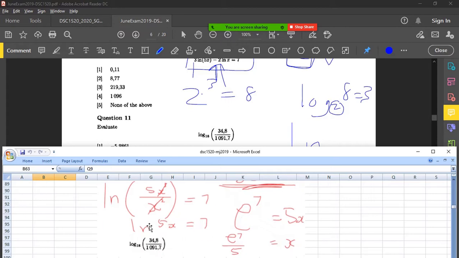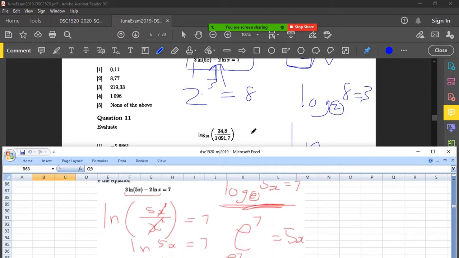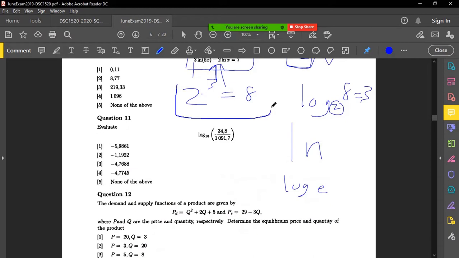There it is. From ln 5x equals 7 to log e 5x equals 7. Do you see that? Yes. And then I'm applying what I had here: 2 to the 3 equals 8, log 2 of 8 equals 3. And then I'm just writing it down in this format. Does that make sense?